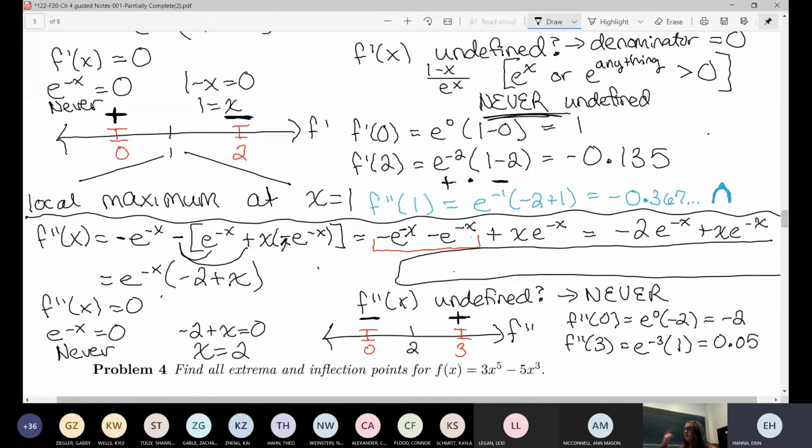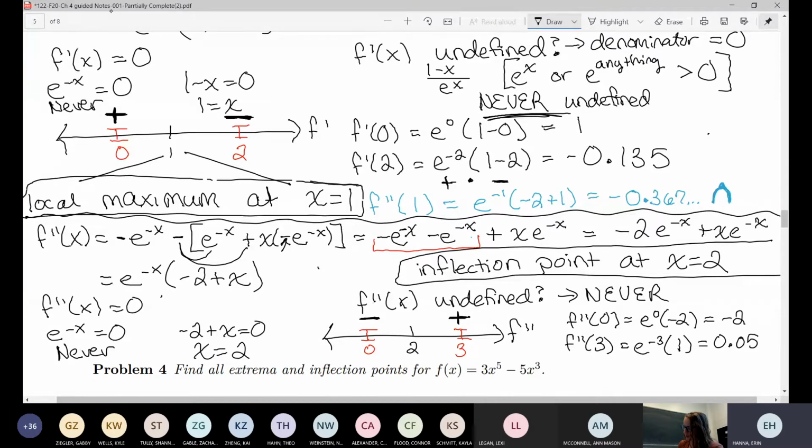So note that the second derivative changes sign there. Now the nice thing about inflection points is that it doesn't matter which way it changes, unlike with the extrema, as long as it changes in general. So we do have an inflection point at x equals 2. And now we're done with this question. Actually, let me box that local maximum statement too, so that we remember it.